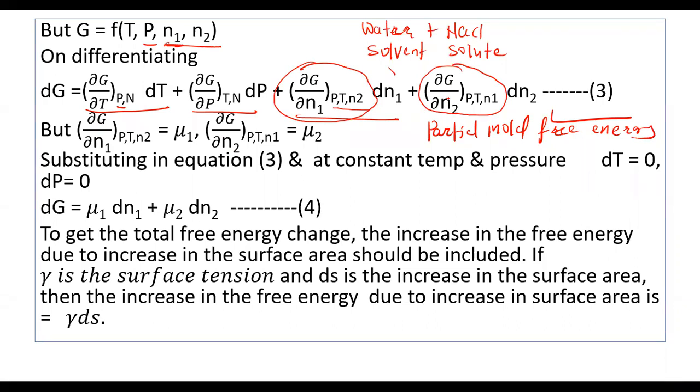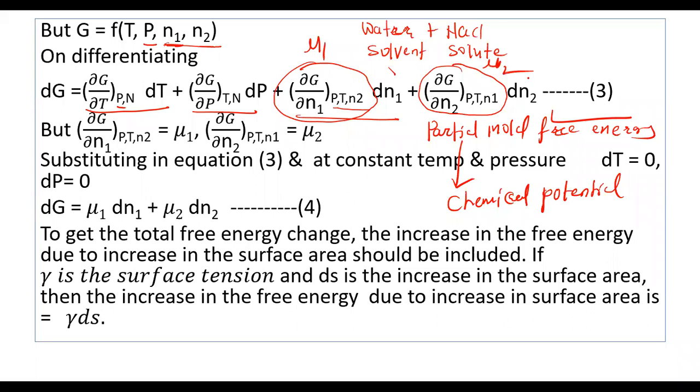What is partial molal free energy? It is nothing but the change in the free energy with respect to the number of moles of the constituent at constant pressure, temperature, and with the other moles of the constituents constant. That partial molal free energy is also called the chemical potential, and it is denoted by mu1 for the first constituent. So this is mu1 here, and mu2 here.